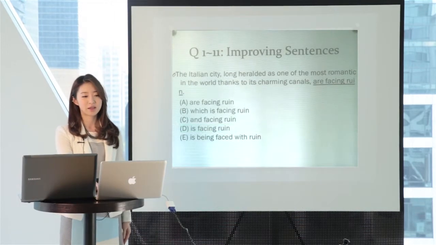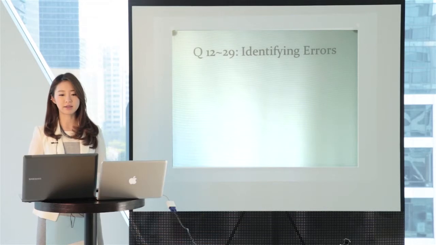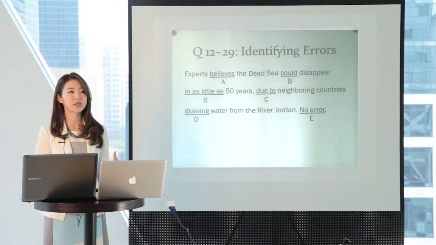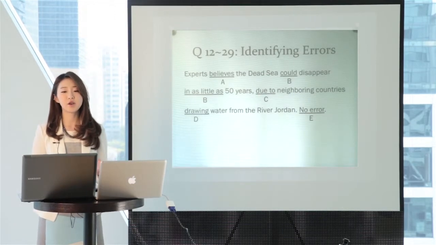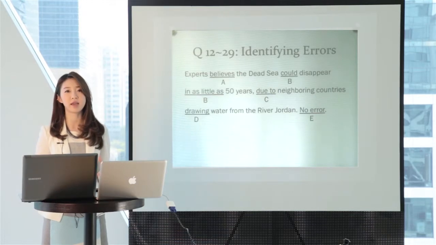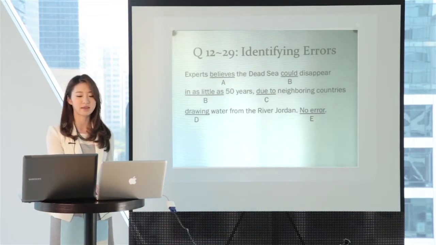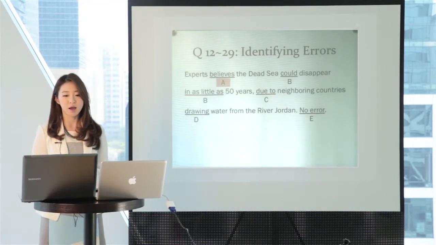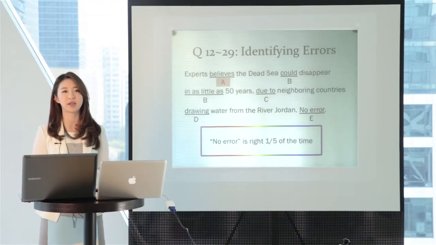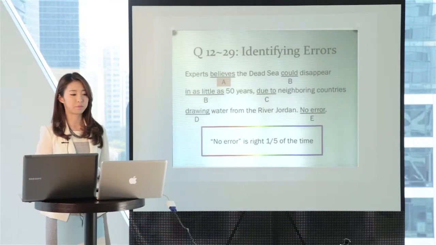Now the second type of question is identifying errors. You'll be given a sentence with underlined words and have choices from A to E. E is a no error answer choice. In this type of question, you're trying to look for the grammatically incorrect choice. Some of you guys become hesitant when you begin to think that no error is the answer, but don't be so hesitant because no error is correct 1/5 of the time. In this question, A is the answer.